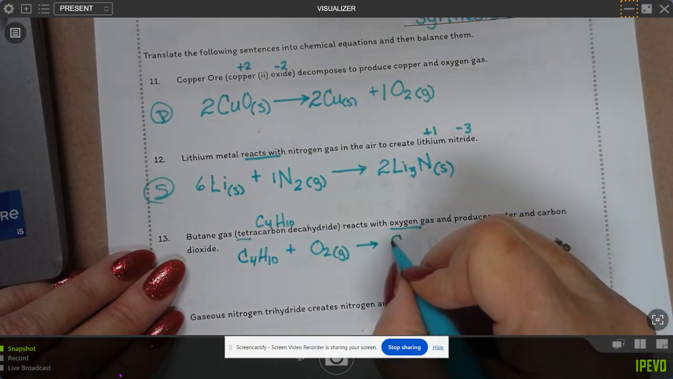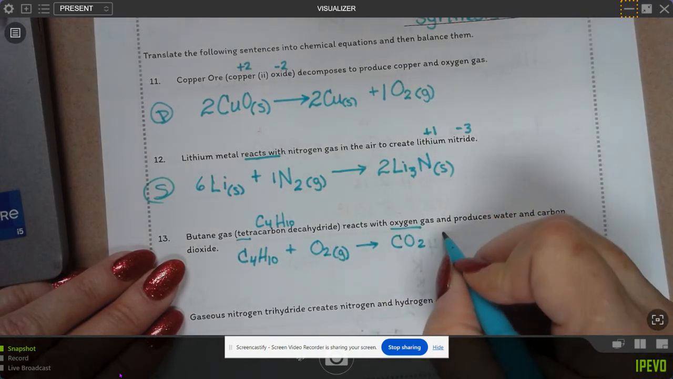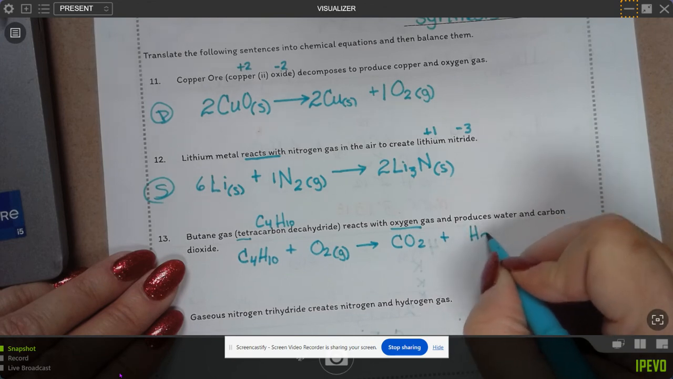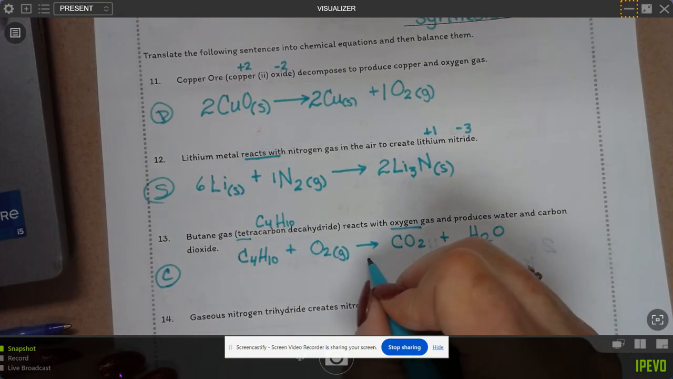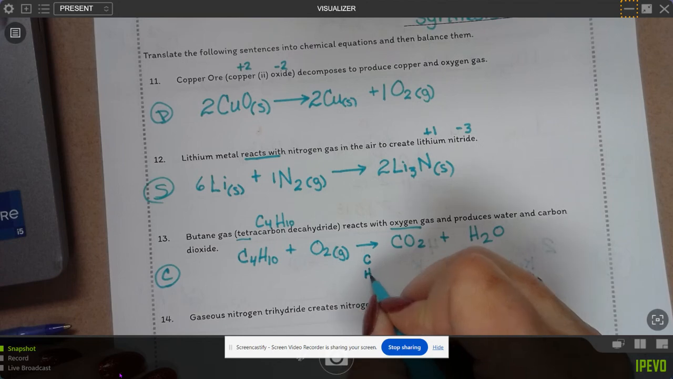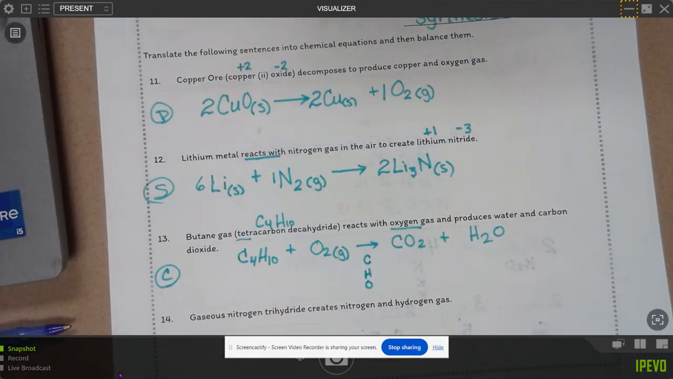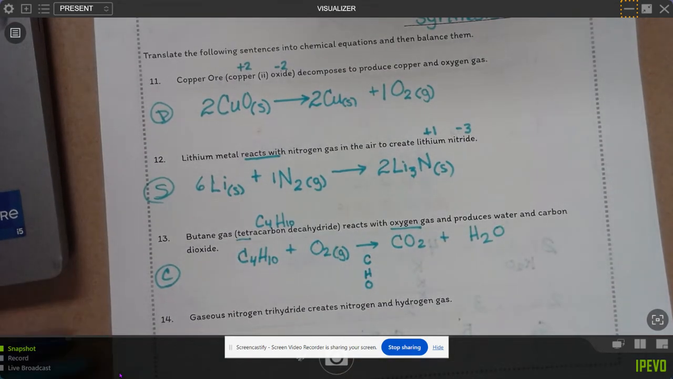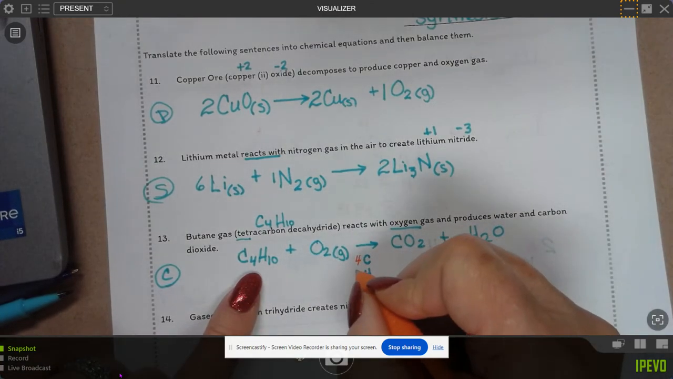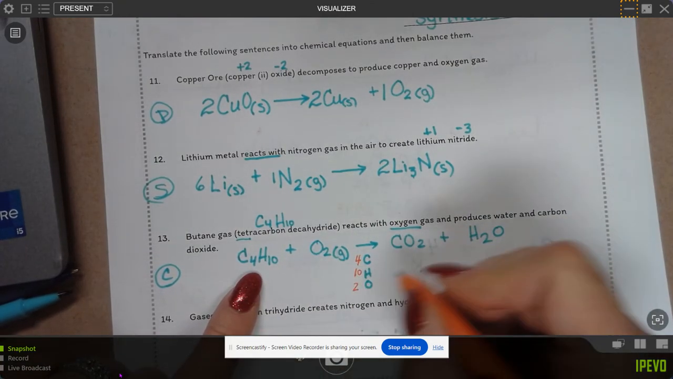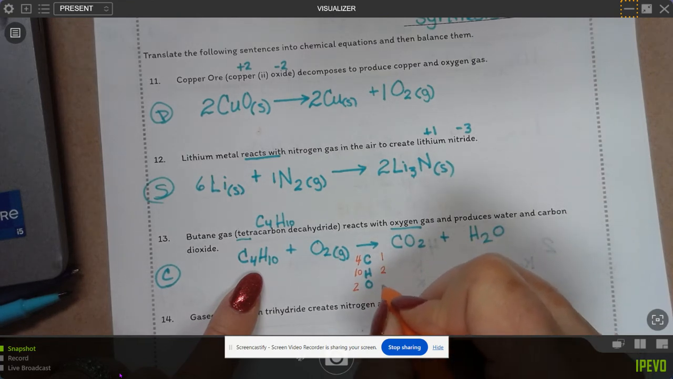I'm going to write this the other way just because I always put carbon dioxide first. And just to show you, it really doesn't matter in compounds which one comes first. This is a combustion reaction. All right, so we have C, H, O. This is a tricky one, and I'll show you why. So we've got 4 carbon, 10 hydrogen, 2 oxygen, and then 1, 2, 3.